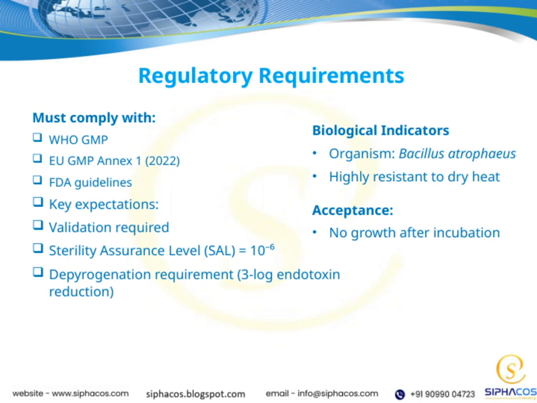Finally, there's the depyrogenation requirement, which involves reducing endotoxin levels by at least 3 logs. This step is essential because endotoxins can cause adverse reactions, even if sterilization kills the microbes. Together, these points highlight how biological indicators and regulatory standards work hand in hand to ensure the safety and efficacy of sterilization processes in our industry.